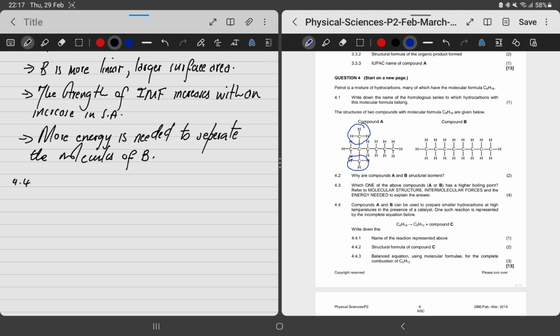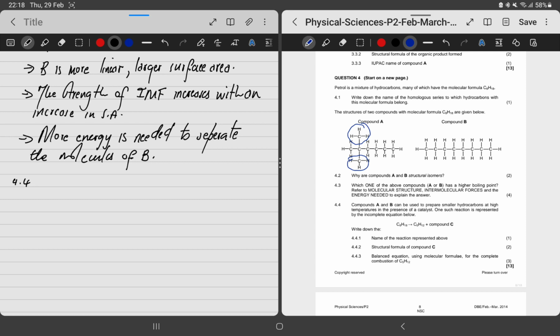Okay. The only reason why we break compounds, especially alkanes that have a very long chain, is to make smaller, more useful compounds. Because the ones that have a very long chain are less useful. And this process, we call it cracking. Okay, anyway, let's continue to read.